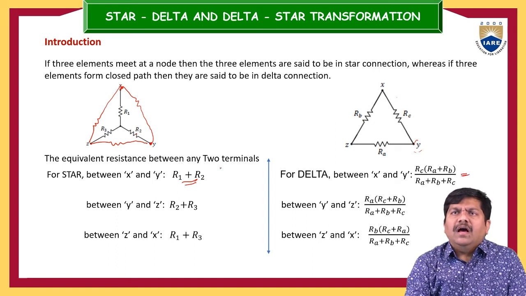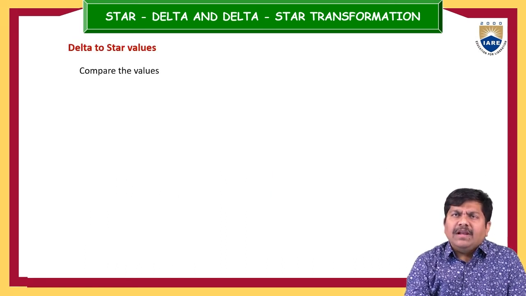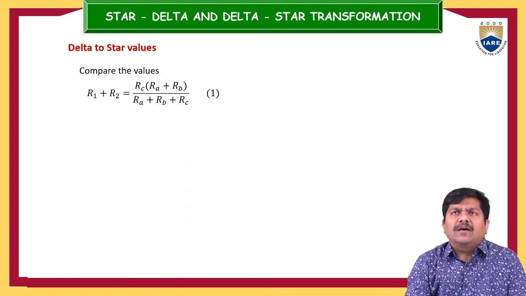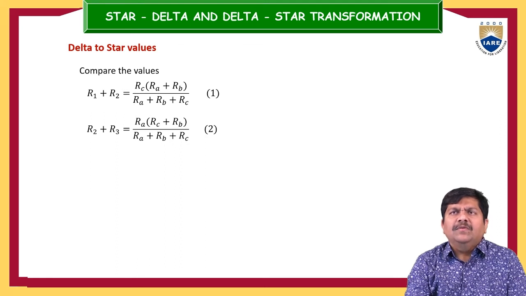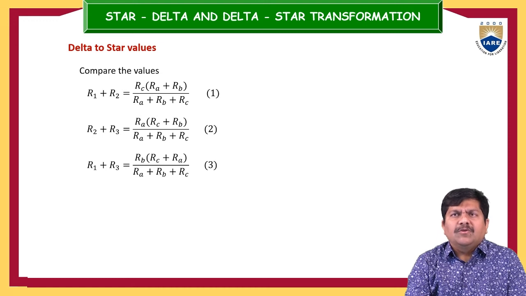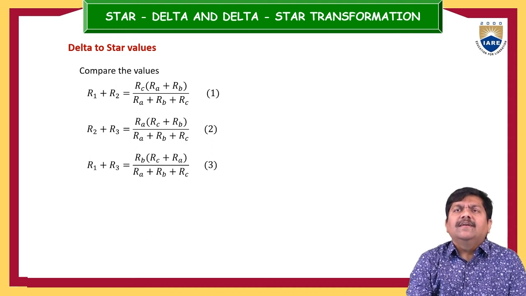So let me equate R1 plus R2 with the equivalent of the same combination in the delta. R1 plus R2 is equal to RC times (RA plus RB), divided by RA plus RB plus RC. Similarly, for another two nodes of the star connection, R2 plus R3 is equal to RA times (RB plus RC), divided by RA plus RB plus RC. Another combination is Z and X: R1 plus R3 in the star is equal to RB times (RC plus RA), divided by RA plus RB plus RC in the delta configuration.